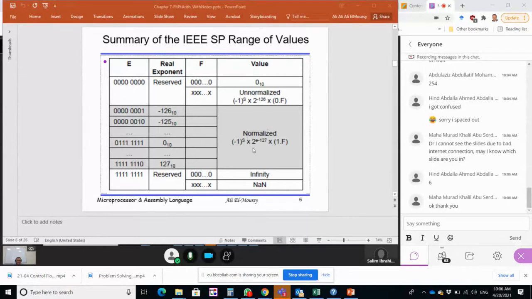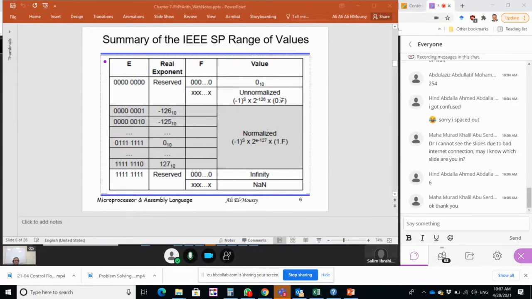Minus 1 to the power s, multiplied by 2 to the power of the exponent minus 127, multiplied by 1 point fractional Mantissa. In order to convert any number in those representations, this is the equation. Okay? Fine, we have talked about reserving all 0s and all 1s for the exponent.